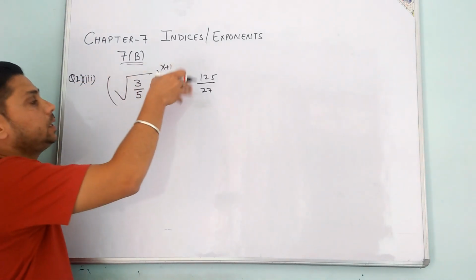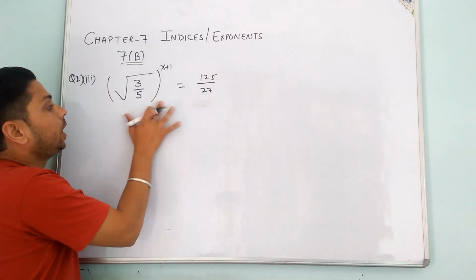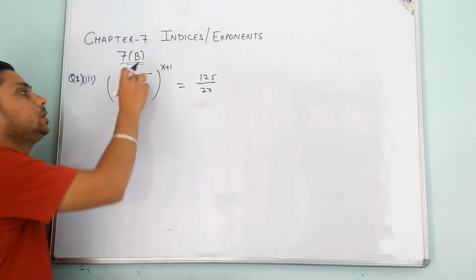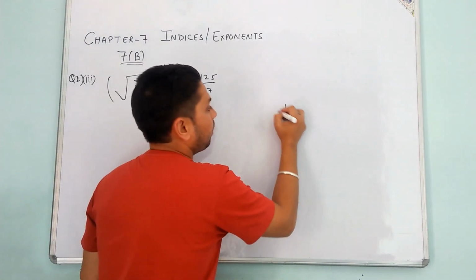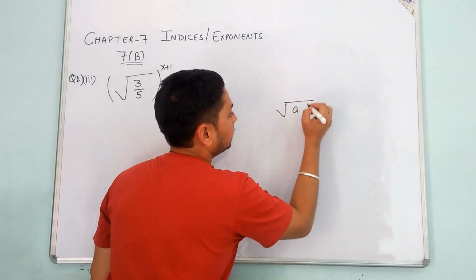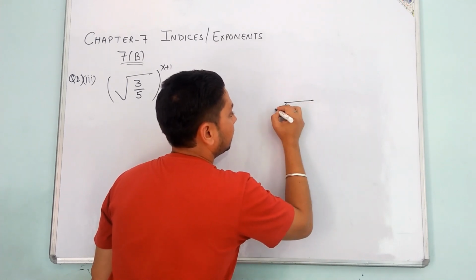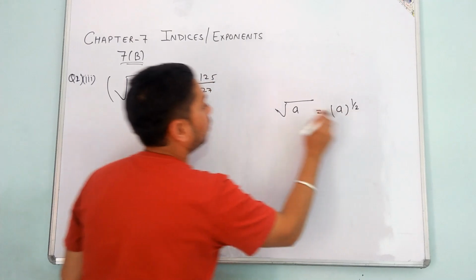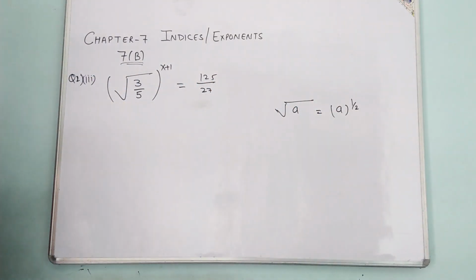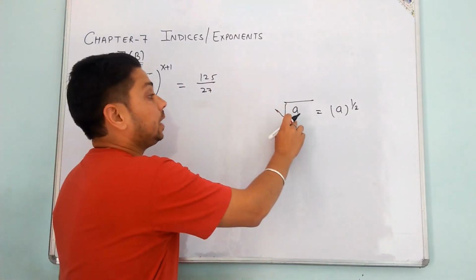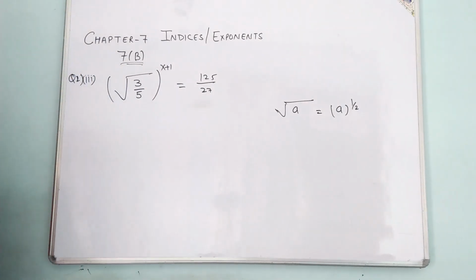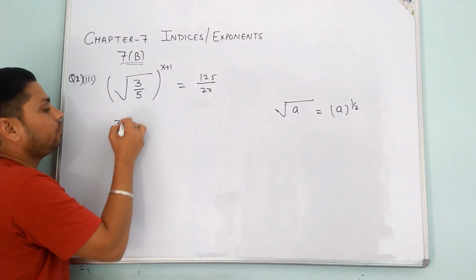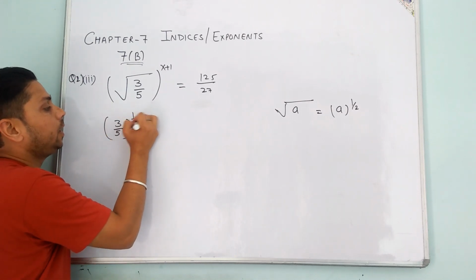125 upon 27. Now, again, reduce the terms into least base, but before doing so, use the property of square root. If nothing is given, then it will be a square root. This can be written as a raised to power 1 by 2. Now apply this property here, 3 over 5 raised to power 1 by 2.